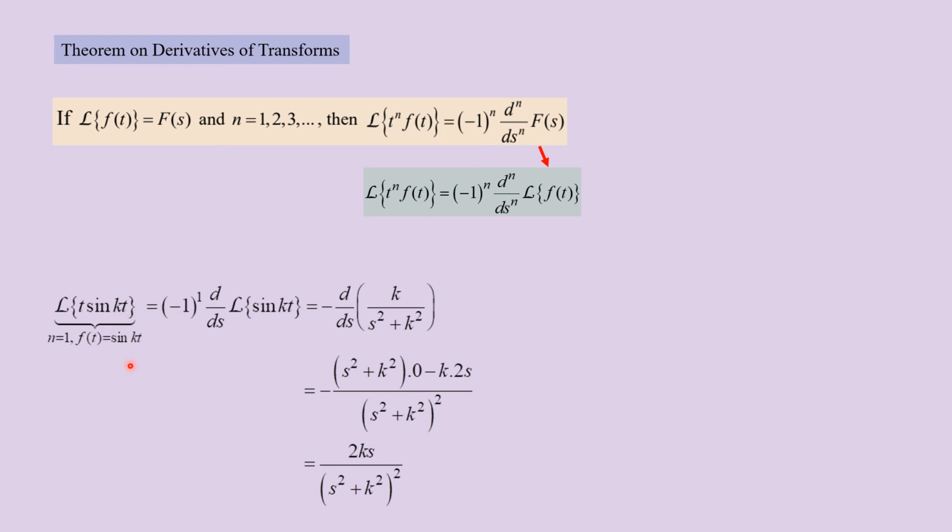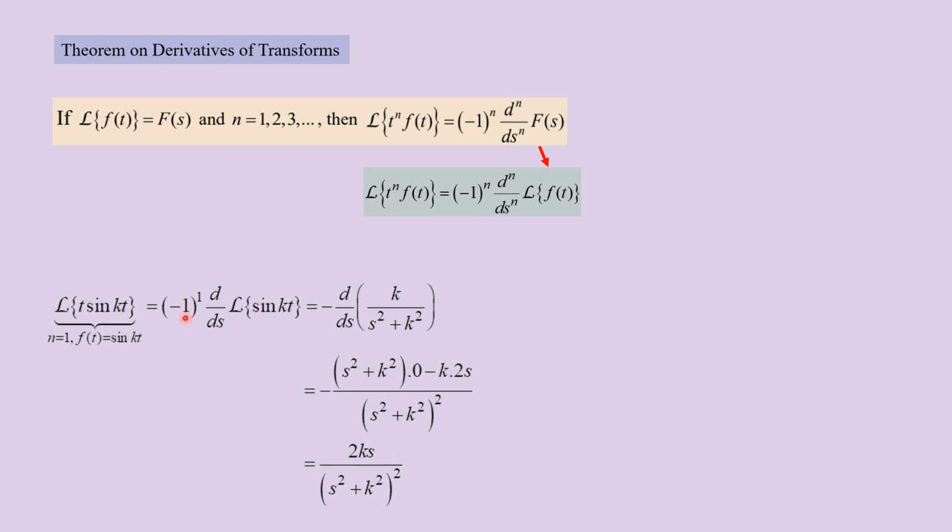So using the formula, it will become negative 1 to the power of 1, d/ds, because n is equal to 1, we differentiate the Laplace transform of f of t. In this case, f of t is sine kt, so we differentiate the Laplace transform of sine kt with respect to s only once, due to the fact that n is equal to 1.